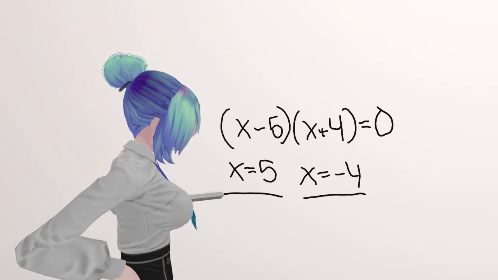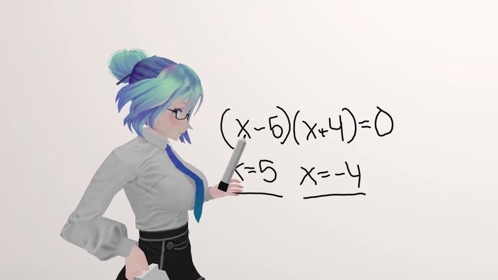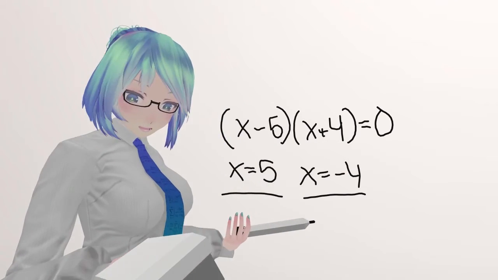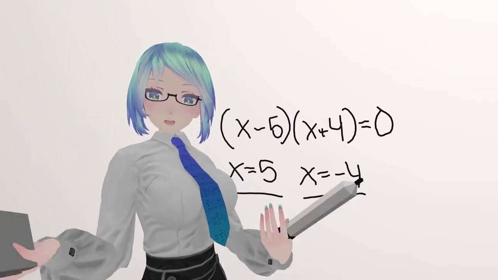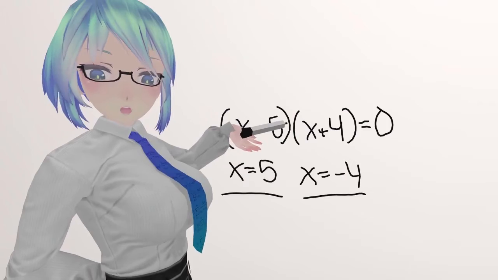These are your answers. This is just the factored form. These are your answers. Okay? That's why the quadratic formula, it's like, what the heck? It's flipped. Well, technically, this is the one that's flipped.